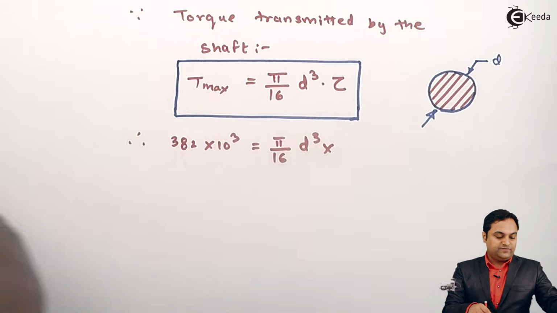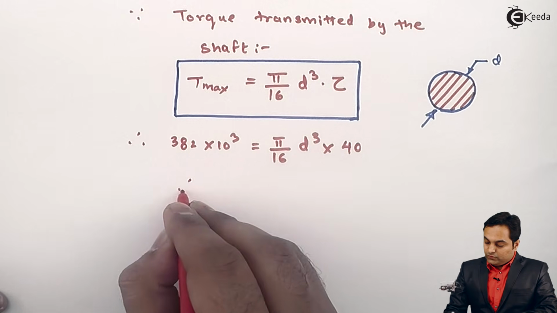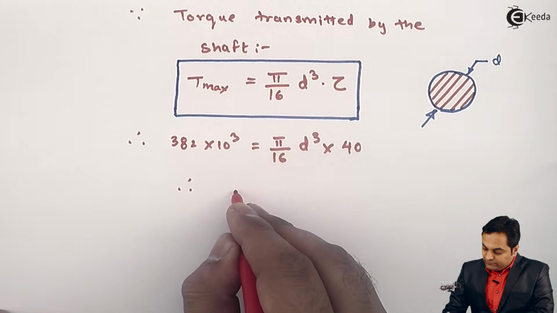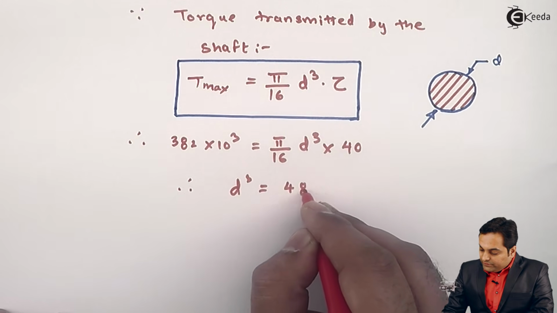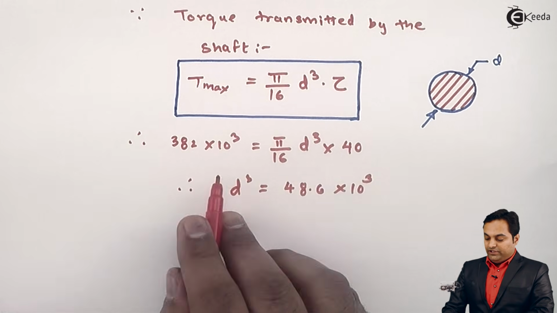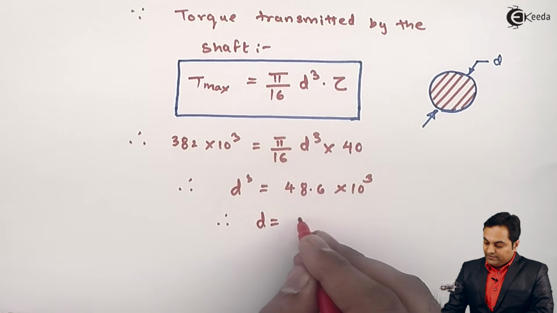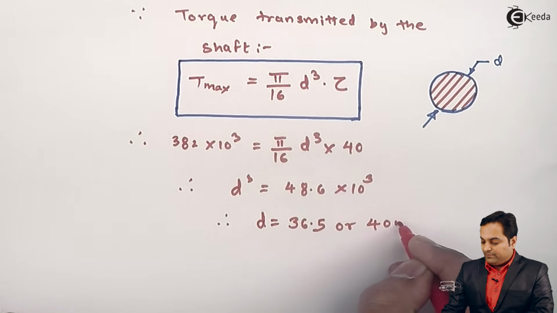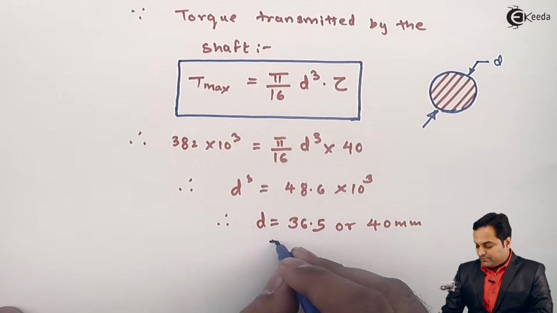Tau, shear stress for shaft, is given as 40. So if I calculate, I will get my answer first of d cube, that will be 48.6 into 10 raised to 3. After getting d cube, I'll get d by taking the cube root of this, and it comes out to be 36.5, which we can make 40 mm. So here we get the diameter of shaft in step number 1.